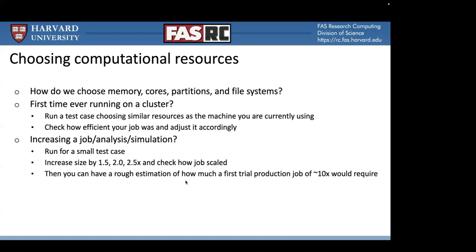That way you'll have a good idea. Are those job resources being scaled linearly? Is it more like this? Is it more like this? You need to know what kinds of resources to request before you do a production run, because then you might end up requesting a job that's going to take a week to run, but you might need to wait several days before that job even starts.